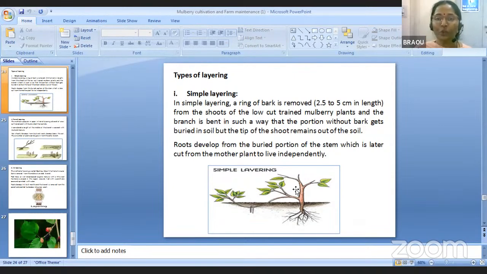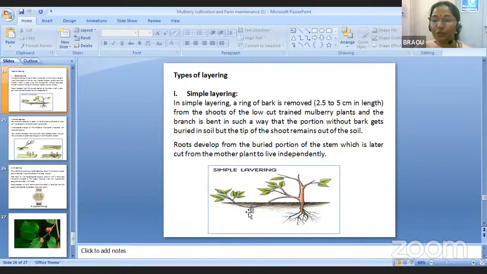Under this, you have the first one, simple layering. What is simple layering? In simple layering, a ring of bark, almost 2.5 to 5 centimeters in length, is removed from the shoots of the low-cut trained mulberry plants, and the branch is bent in such a way that the portion without the bark gets buried in the soil and fixed tightly into the soil with a small hook-like structure.